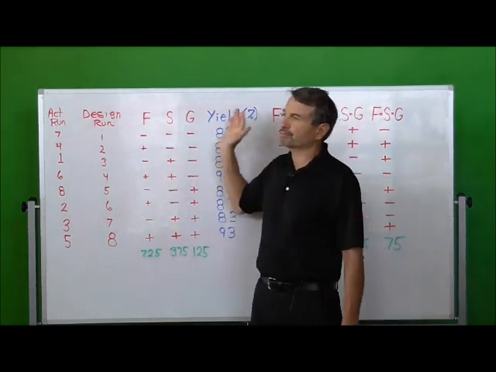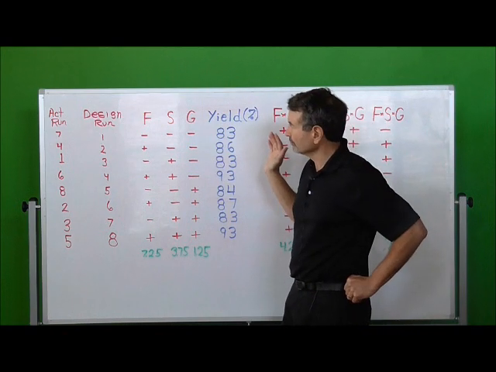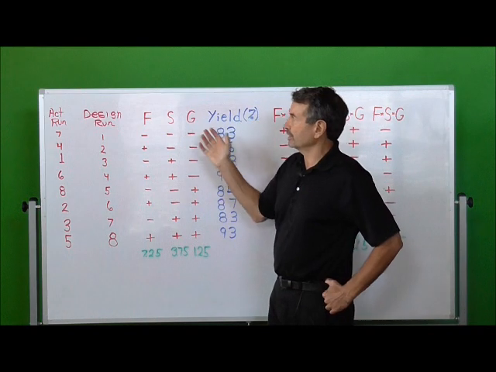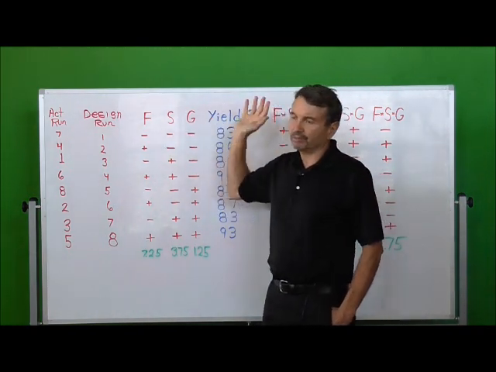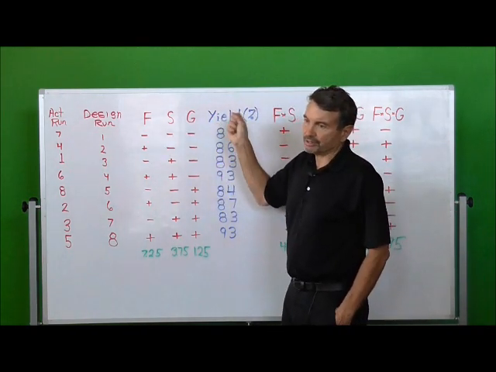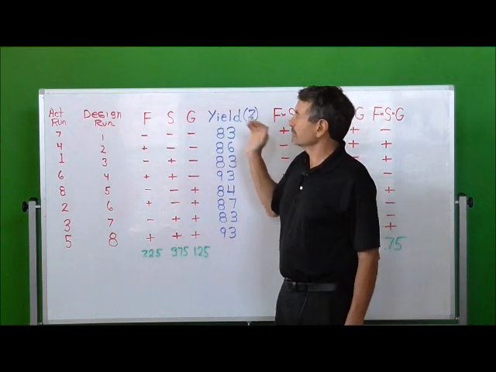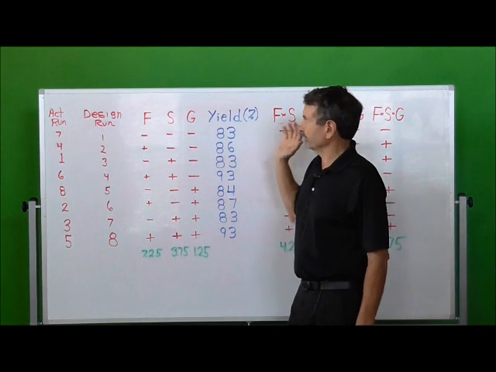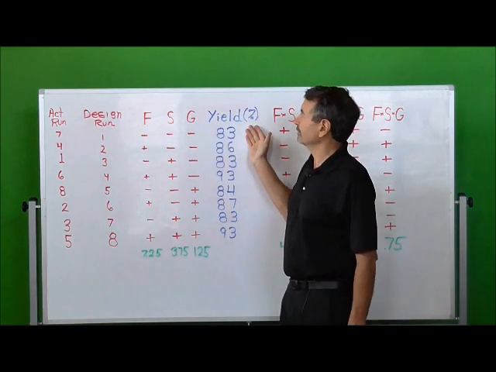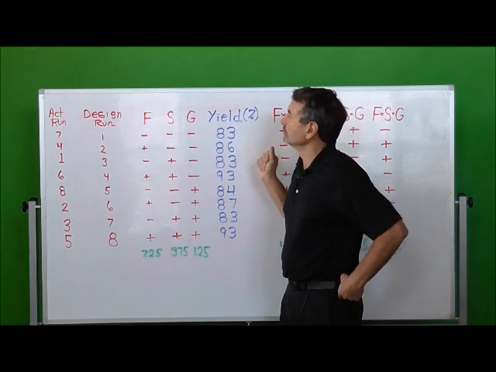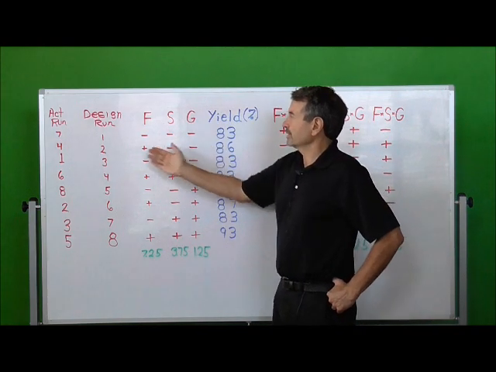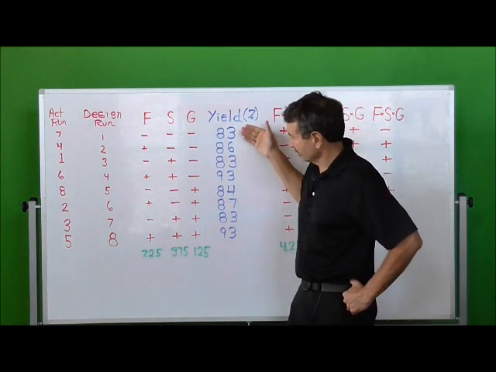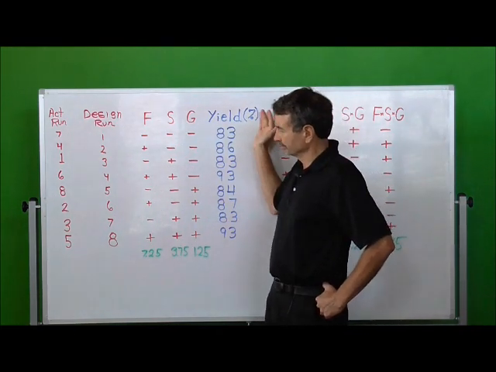But let's go through as if this was the design order now. We ran the first run with the force at the negative level, which I believe was at the 31 level. The speed was at the 500 level, and the grit was at 500. Then we came up with a yield of 83%. We did a similar process for run number 2, came up with a yield of 86, and so on throughout the process.